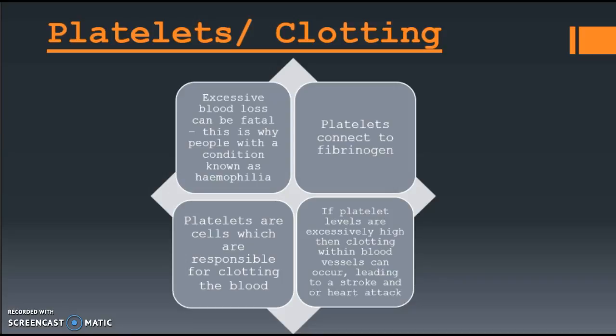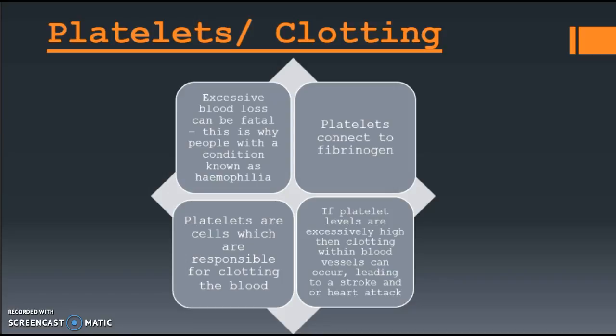And so platelets connect to fibrinogen, and this means that they stick to foreign particles or objects, such as edges on a cut. So platelets are cells which are responsible for the clotting of the blood, and a protein which is released in the site of the cut produces the clump of blood that blocks the whole of the broken blood vessel. So on an outer wound, this becomes a scab.